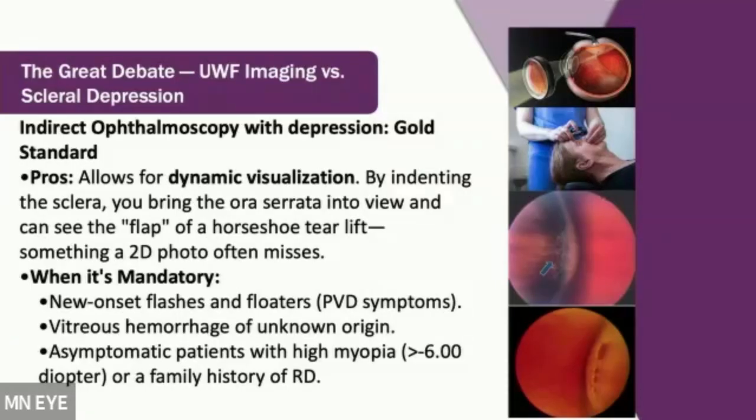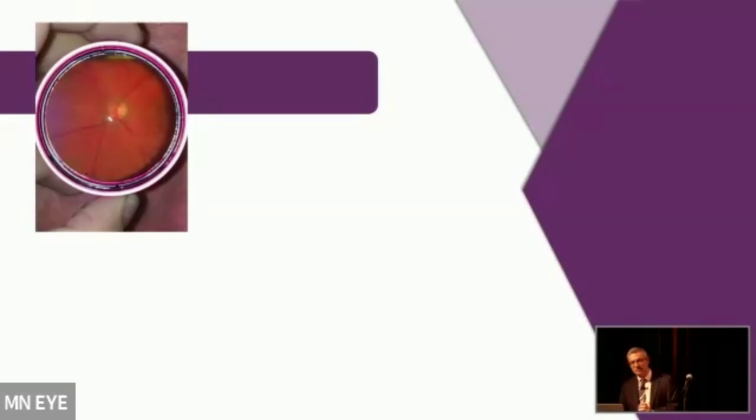And when we should do it: if a patient comes with floaters, with flashes. There is a vitreous hemorrhage, we talked about that. And asymptomatic patients who are myopic, or have some sort of risk factors.